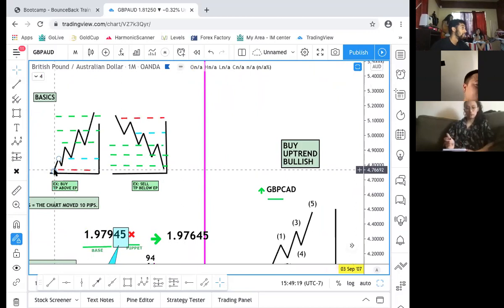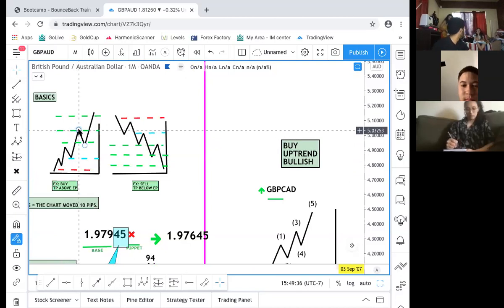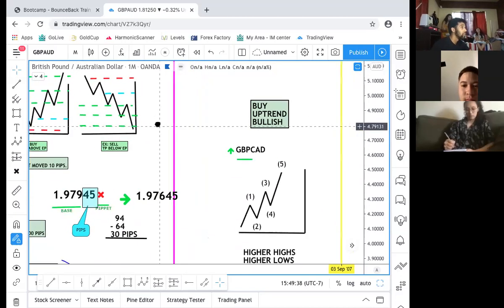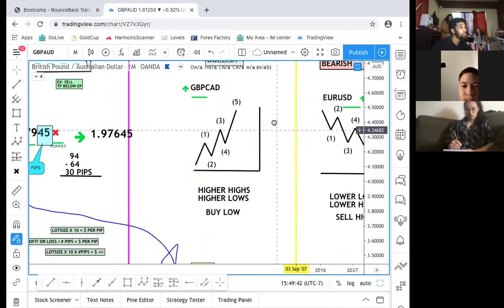Right here, price came up, bounce. Price came up, bounce. We bought right here. Our take profit is going to be our next high, our next high, our next high. Our stop loss is going to be below, and we want to buy at our higher lows so then we catch the next higher high. Does that make sense? So buy low. The reason why is so we could catch the full move and fully profit.